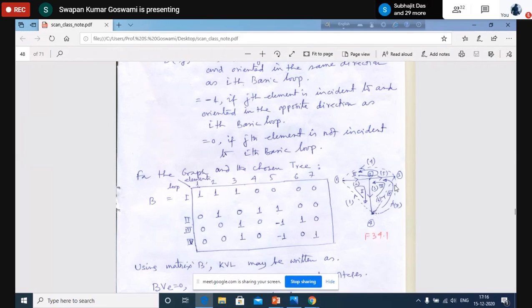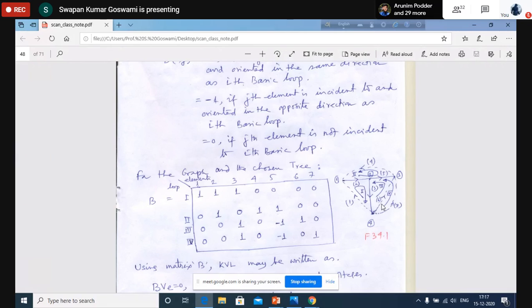Similarly, this link forming this basic loop can form other loops also, but that loop is not a basic loop. Say elements 6 and 7 together is a loop, but that is not a basic loop because 6 is a link, 7 also is a link. I can form other loops also. 7, 4, 1 can obviously form another loop, but again there are 3 links, and those cannot form a basic loop because all are links. So in a basic loop there will be only one link and the remaining will be tree branches.